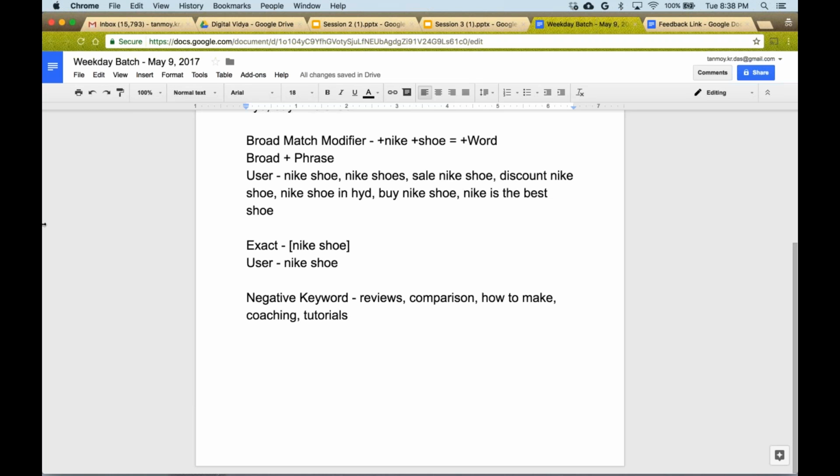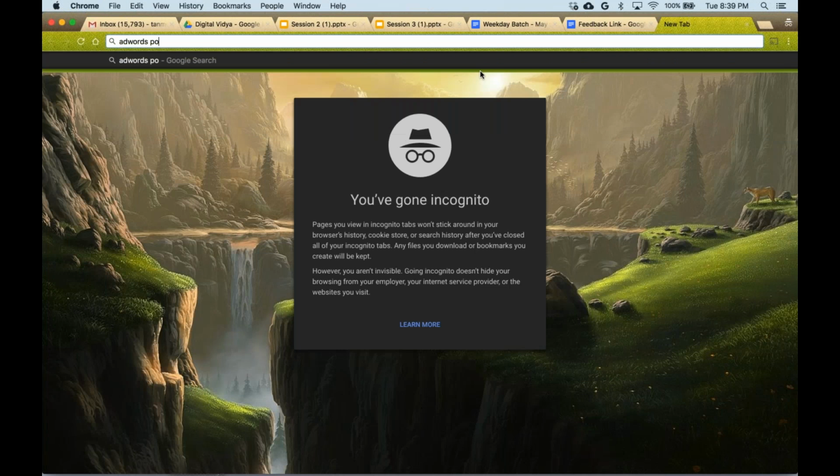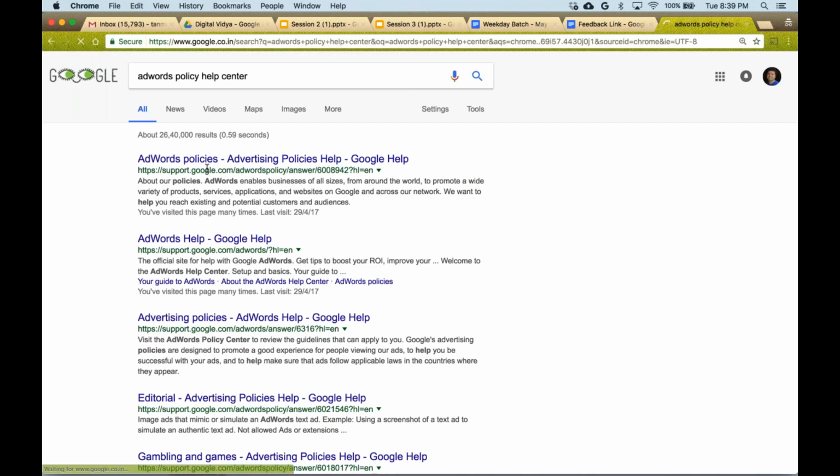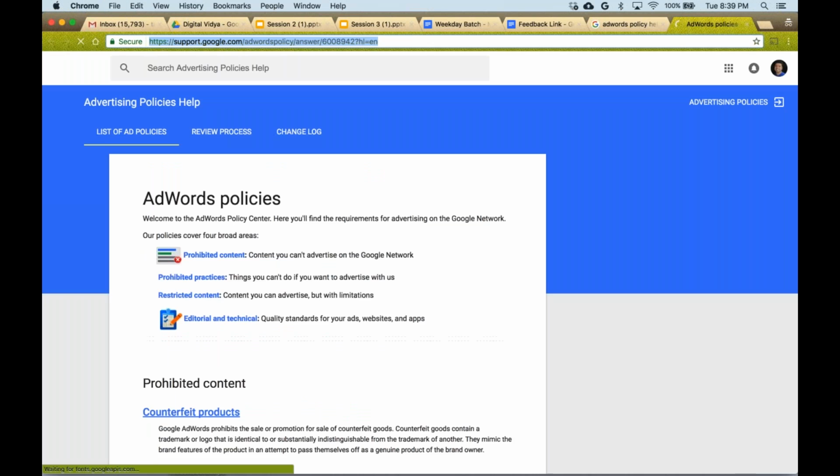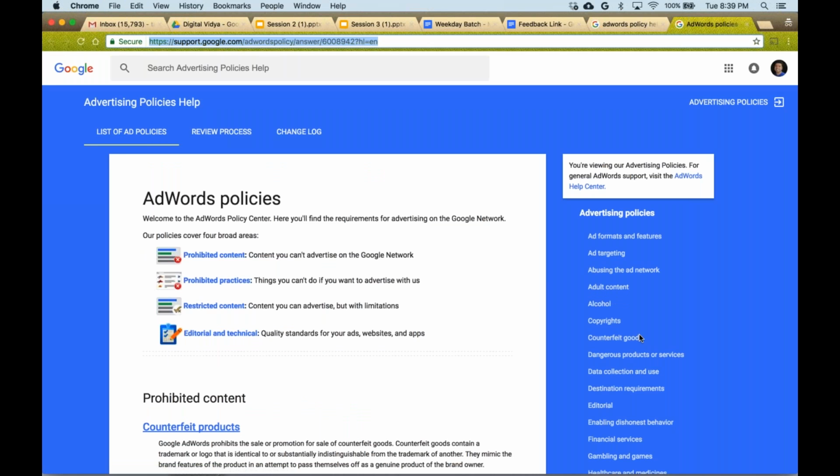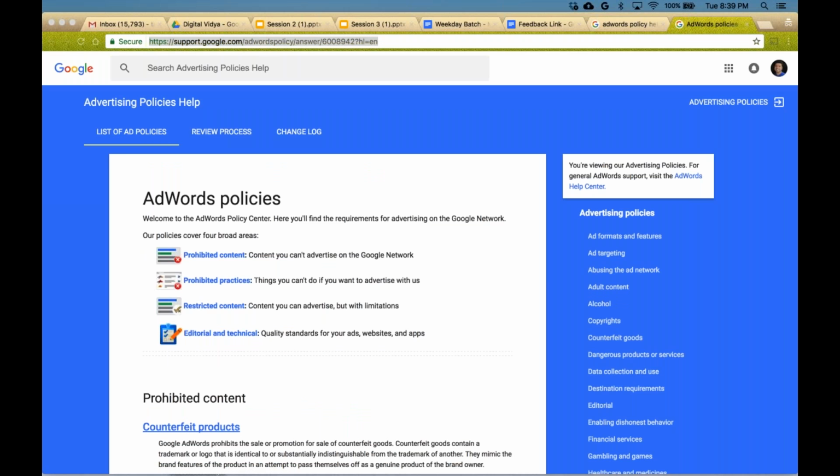There is a policy help center, the AdWords policy help center. I'll just give it to you. This is the website, guys, where you can read about all the Google AdWords policies.